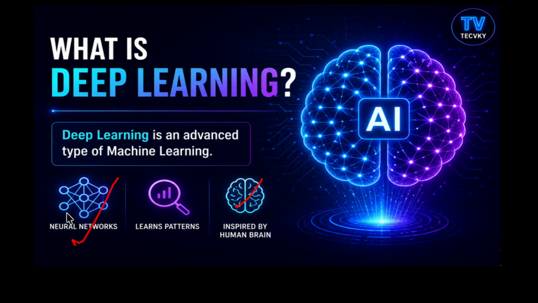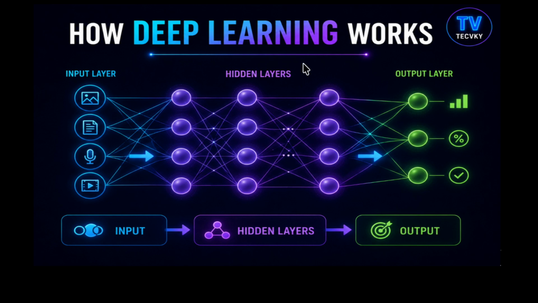Let's understand how deep learning actually works. Deep learning works using layers of artificial neurons that are organized into a neural network. You can think of these layers as a team working together to solve a problem. Each layer performs a small part of the task and passes its results to the next layer.